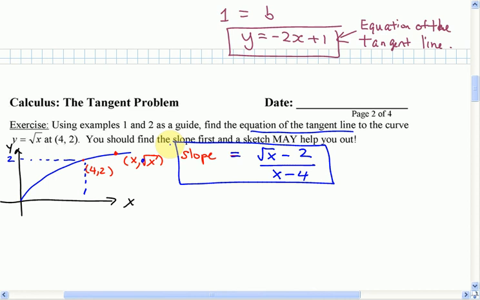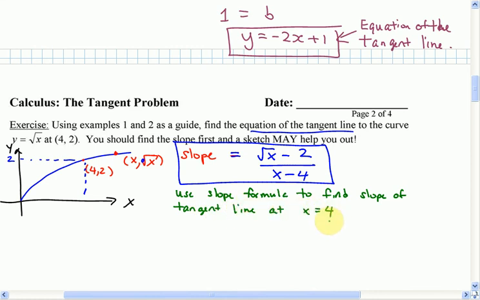All right. Now, here's what I'd like you to do now. Okay? I want you to try to use this slope formula to find the slope of the tangent line at x equal to 4. Okay? So this is the part where you plug in numbers. So the question is, what number do you want to plug in? Any suggestions of numbers?